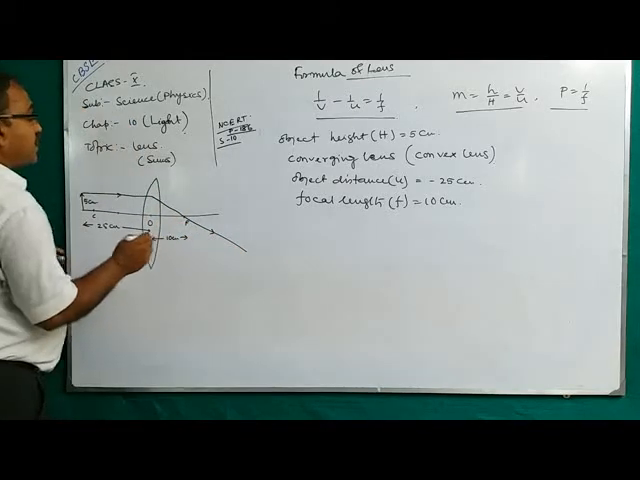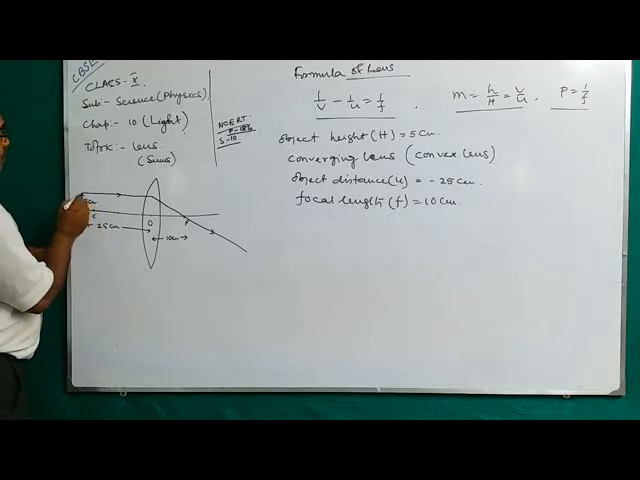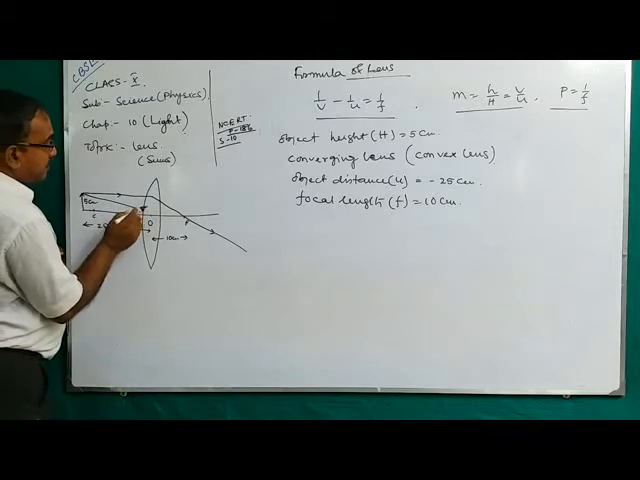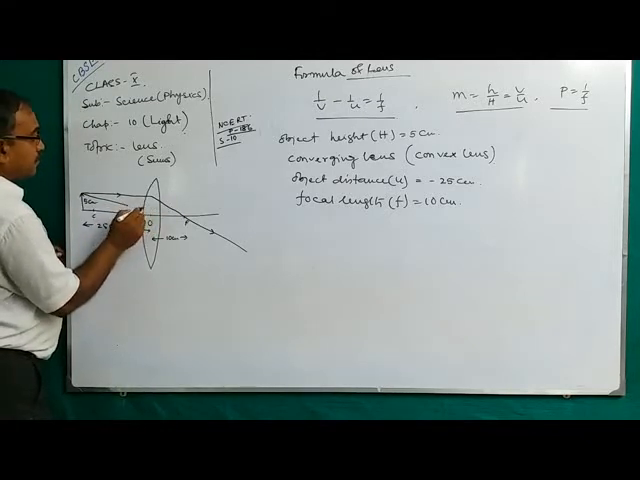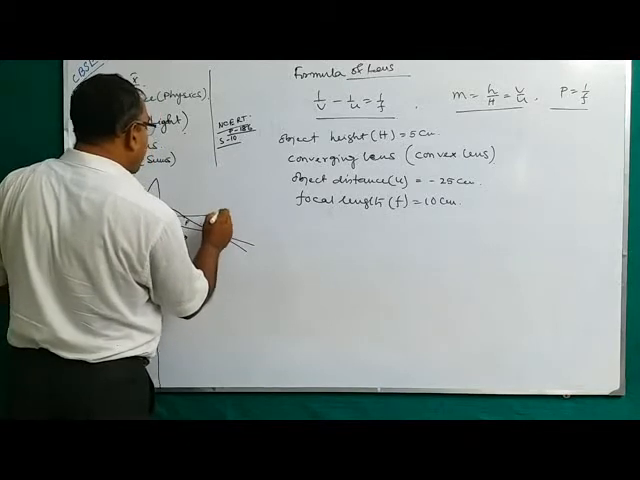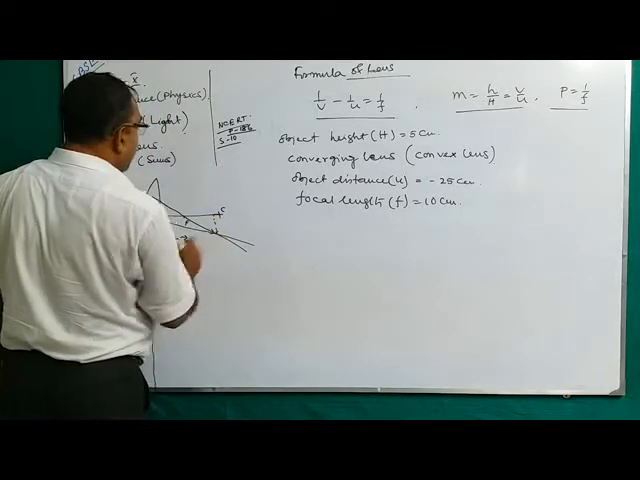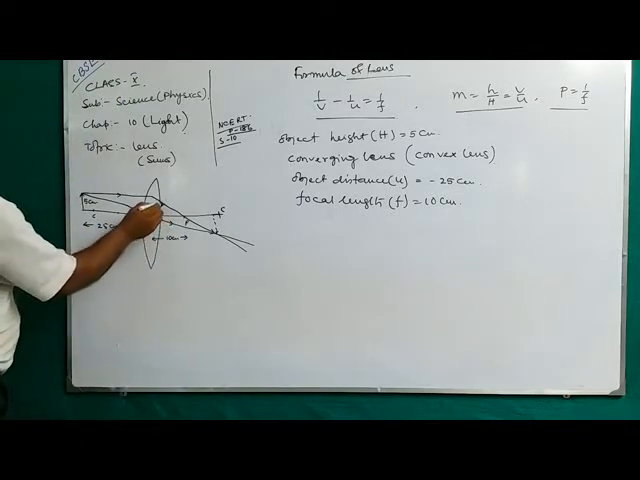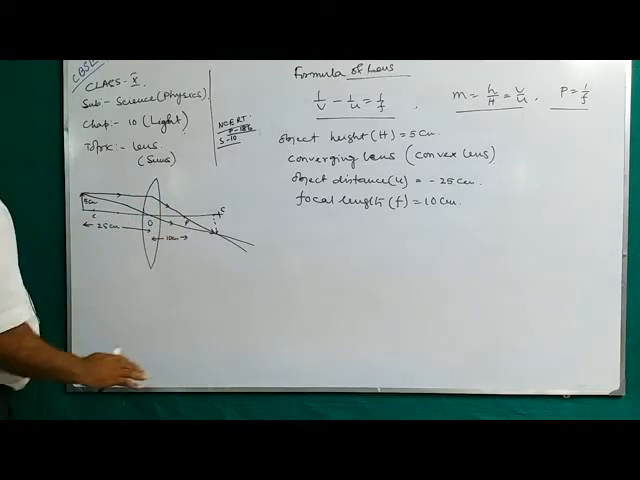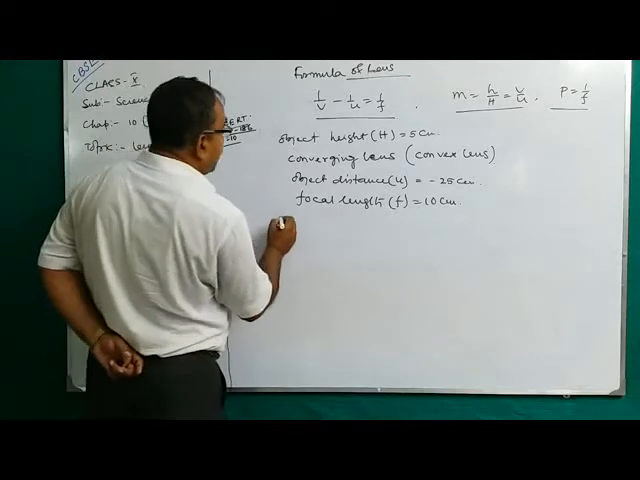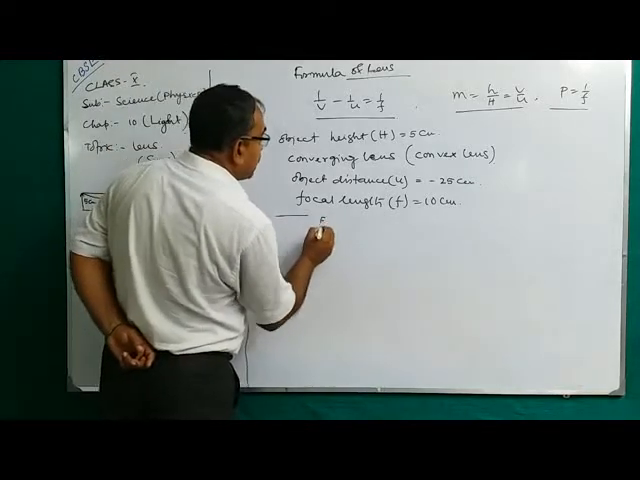With the help of the scale and pencil, you draw the diagram. You see it, the image will form in between C and F. You draw it with the help of the pencil and the scale. So this is the ray diagram. You find out the position and nature of the image.